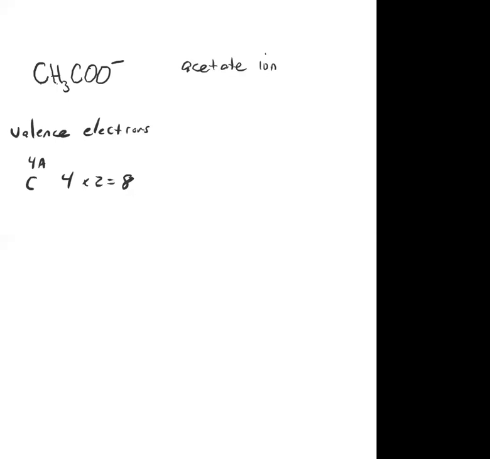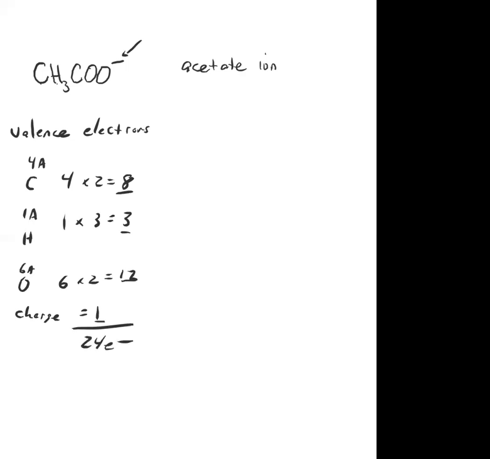You've got hydrogen, which is group 1A, but you've got 3 hydrogens, so that's 3. You got oxygen, so that's 6, but there's 2 of them. And then you have the negative. Don't forget the negative. So you got 1 there. So you got 8, 3, 12, and 1. So what is that? 8 plus 12 is 20, so it's 24. Okay, so number of valence electrons in that would be 24.